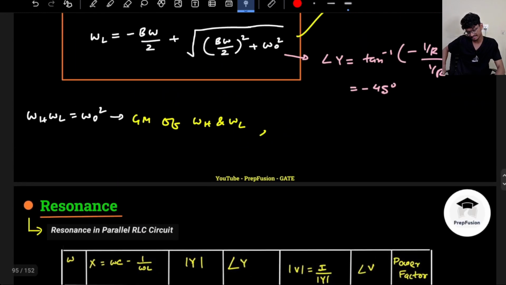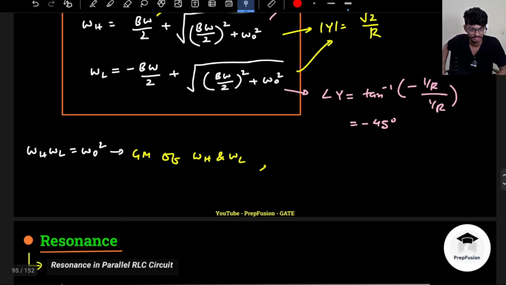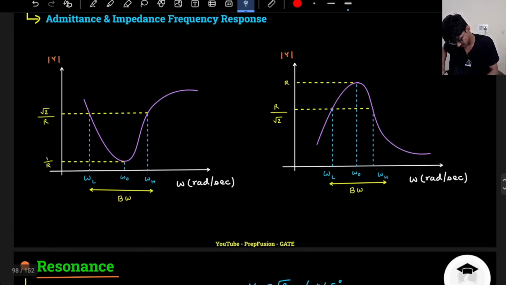So admittance is minimum at what frequency? At resonant frequency, because it is equal to 1 by R. After that, admittance increases. If admittance increases, what will happen? The voltage is equal to current by admittance. So if admittance increases, the voltage decreases. I hope you have understood this point. So that is what is written over here. This is actually Z.